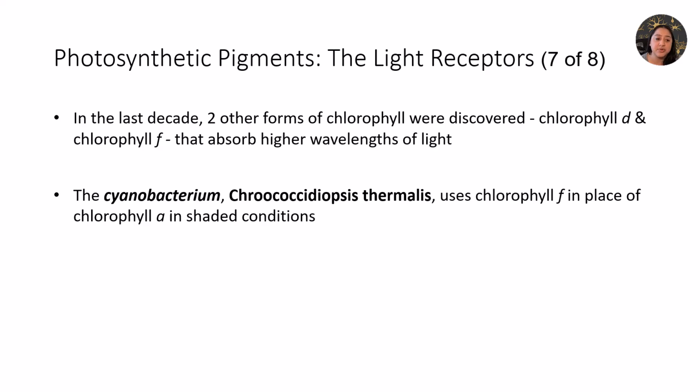And so, for example, some organisms might be adapted to use these other pigments. So the cyanobacterium Crucoccydiopsis thermalis. I'm also being real about that. I don't know how to pronounce that. Crucoccydiopsis thermalis uses chlorophyll F instead of chlorophyll A in shaded conditions, which is genius. Yeah, it's just amazing.